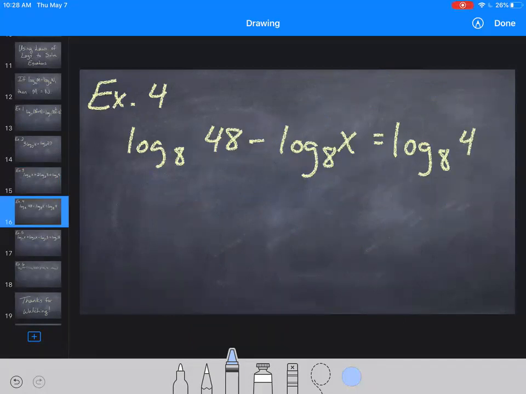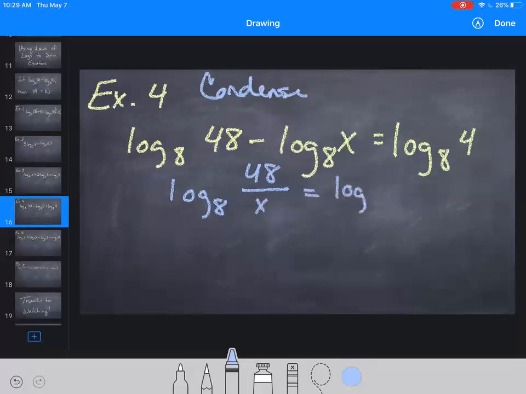On example 4, I have log base 8 of 48 minus log base 8 of x is equal to log base 8 of 4. So if I wanted to work out this problem, I know that I'm going to condense the left side. Whenever there's subtraction, I know I'm going to have division. So I write the log base 8 one time. I'm going to go ahead and put my fraction bar. Since the 48 has a positive log in front of it, it goes to my numerator. Since the x has a negative log base 8 in front of it, it's going to go to the denominator, is equal to log base 8 of 4.